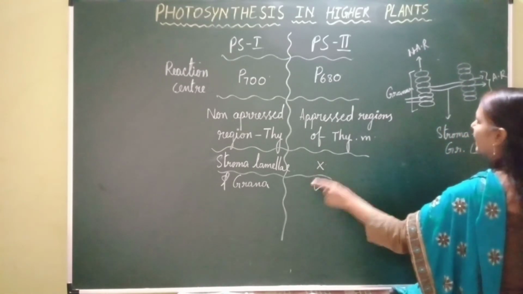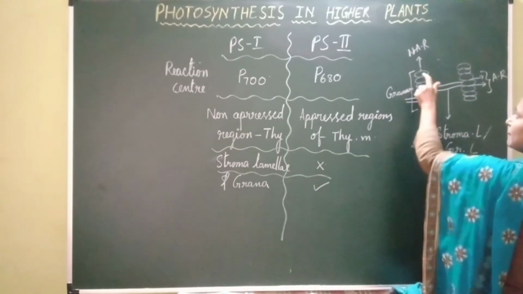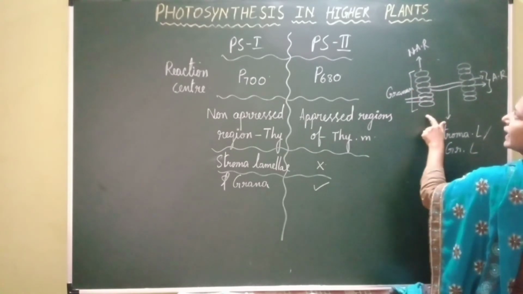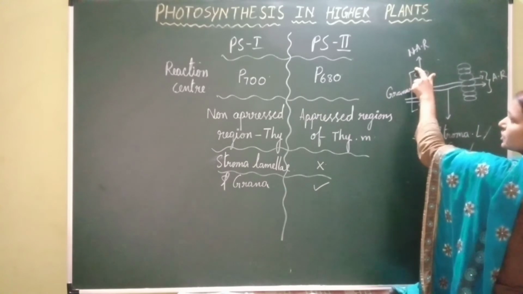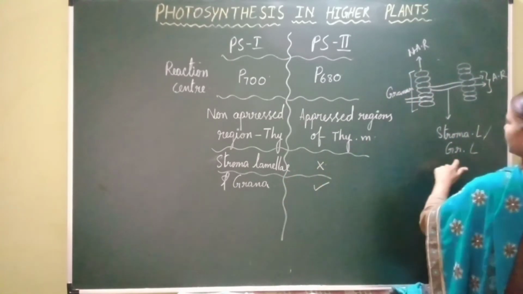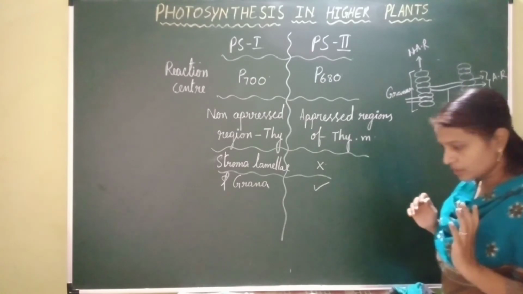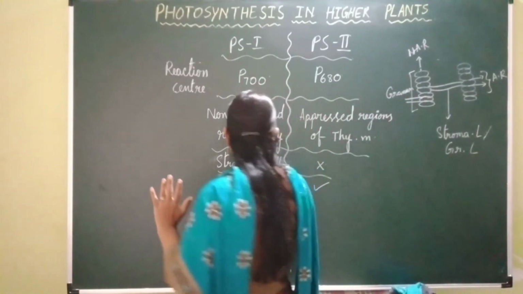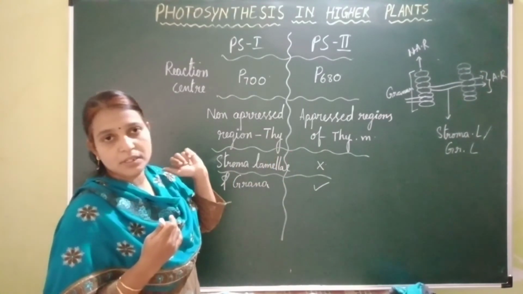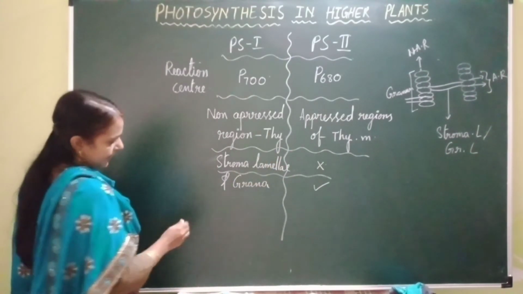Next coming to grana. In grana, both appressed regions and non-appressed regions are present. Hence in non-appressed regions, photosystem 1 is present, and in appressed regions, photosystem 2 is present. So photosystem 1 is present in both stroma lamellae and grana, whereas photosystem 2 is absent in stroma lamellae, but it is present in grana.